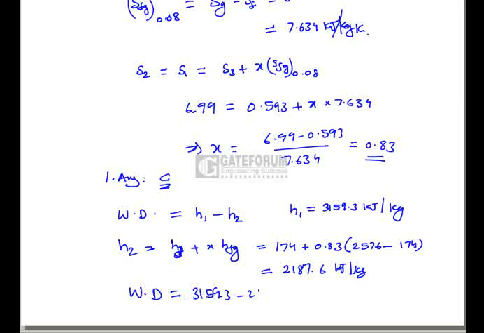And now the work done by the turbine is equal to H1 minus H2, that is 3159.3 minus 2187.6, which is equal to 971.6 kilojoule per kg. So here this is the answer for the second question, and the right answer from the options is C. C is the right answer.